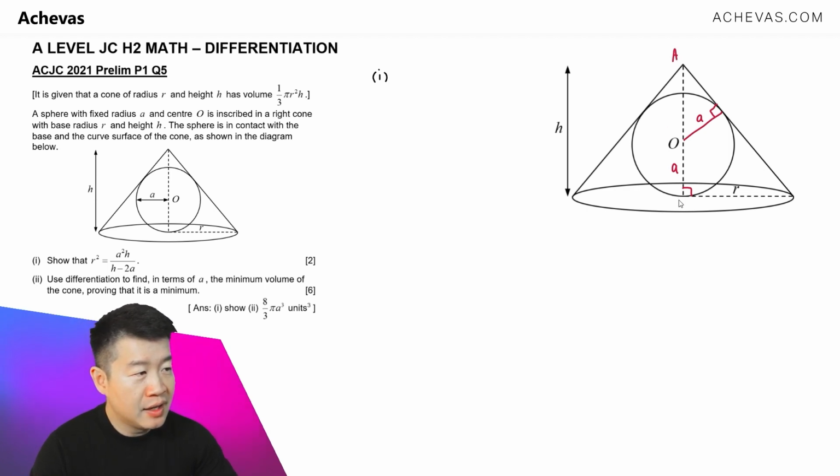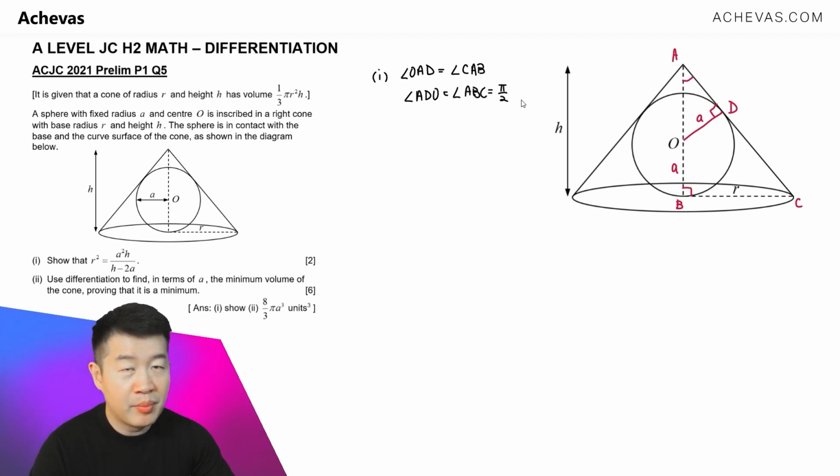I'm going to name this as A. Here, I'm going to name it as B. Here is going to be C. And here, I'm going to go for D. So can you see that these two triangles have a common angle, which is this angle here. Let me indicate it. So this is the common angle between this triangle and this triangle. Let me jot it down so we can see that angle OAD is the same as angle CAB. They also have another angle that is the same, which is this right angle here. So angle ADO is equal to angle ABC, and they are both right angles, so it is pi over 2.